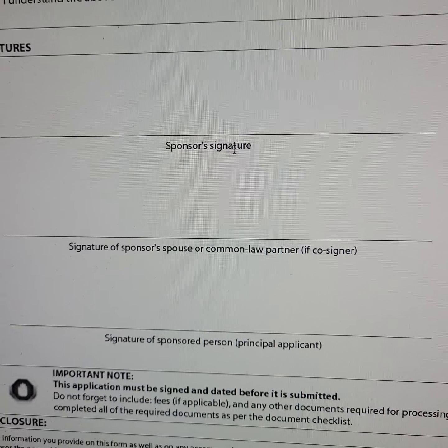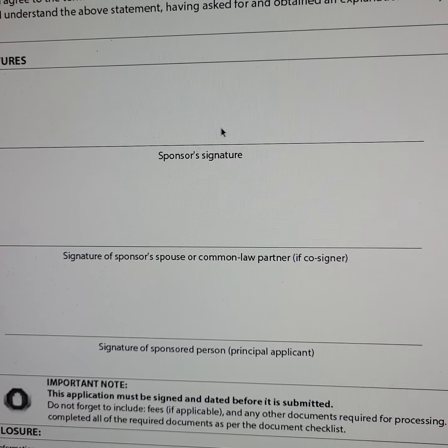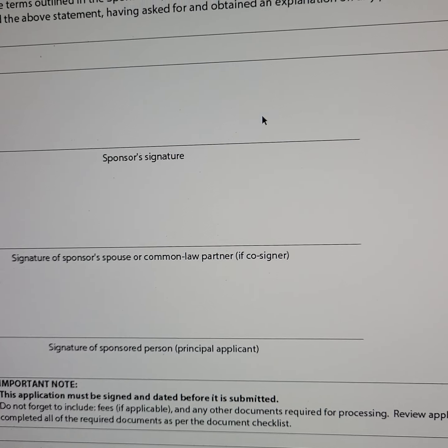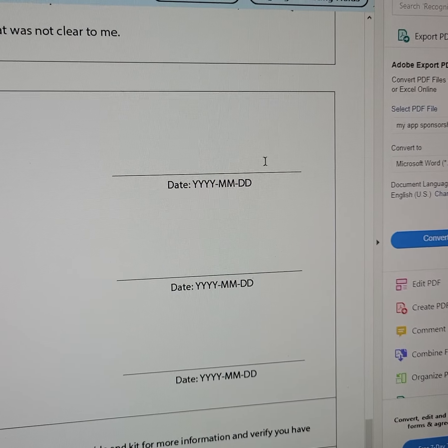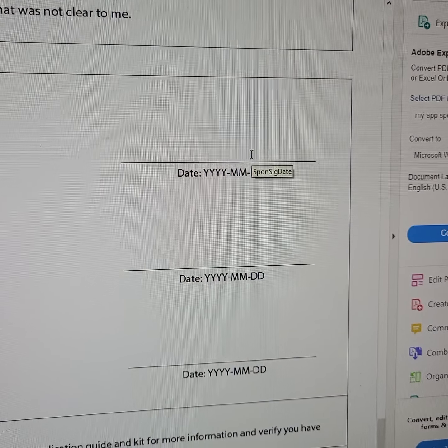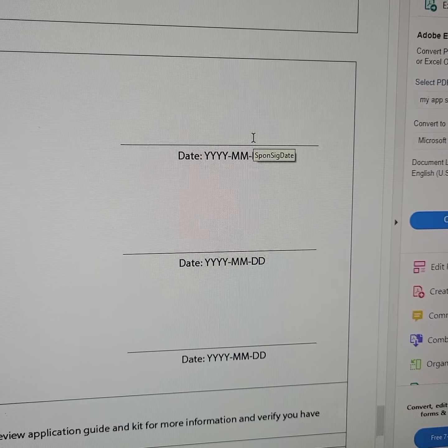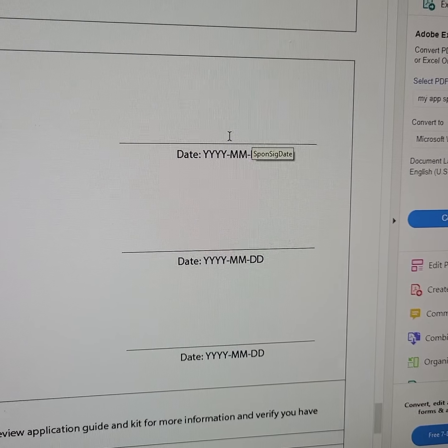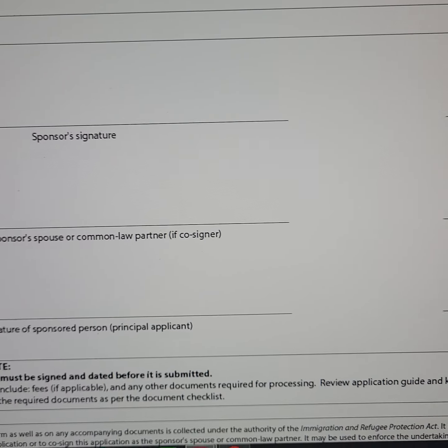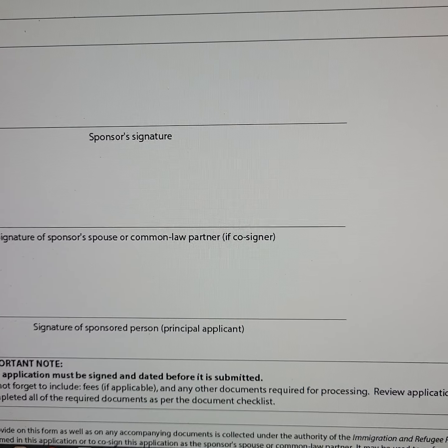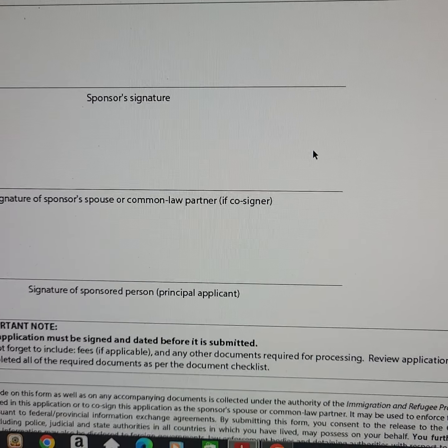Sponsor signature, this is where you sign. Okay, and always make sure every single form is dated. Make sure before you send your application in, make sure everything is dated and signed. If any of the forms are not dated and signed, they will return your application.